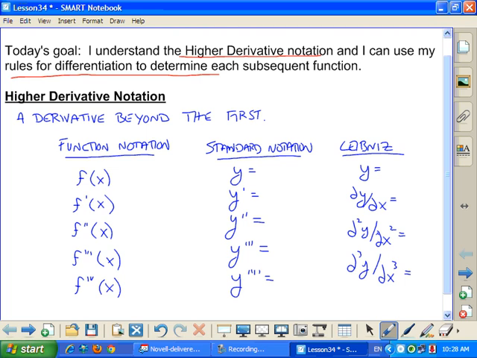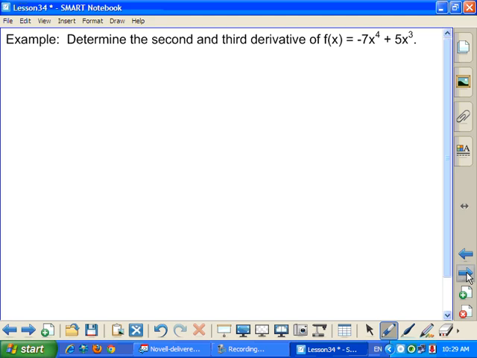All right, so just some examples. Determine the second and third derivative of that function, and it's in function notation. So I'm going to continue with the function notation. So we want to know second and third. And the only way you can get there is by doing your first derivative, negative 28x cubed plus 15x squared. So there's your first derivative.